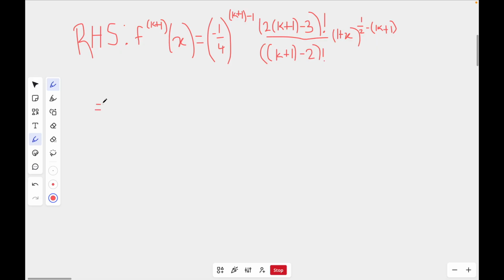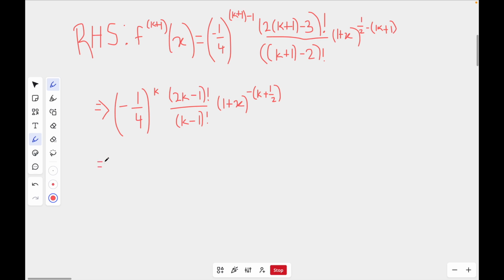Let's do some basic simplification first by doing k plus 1 minus 1, expanding the brackets and the factorials and simplifying them, and simplifying 1 over 2 minus k plus 1. Doing these simplifications results in having negative 1 over 4 to the power of k times 2k minus 1 factorial over k minus 1 factorial times 1 plus x to the power of minus k plus 1 over 2. This is where you might feel stuck now on how to progress.